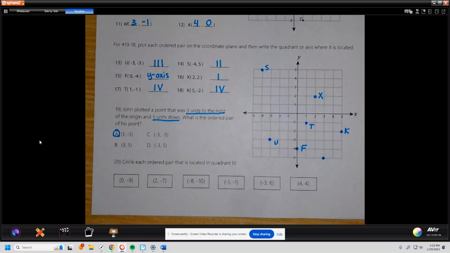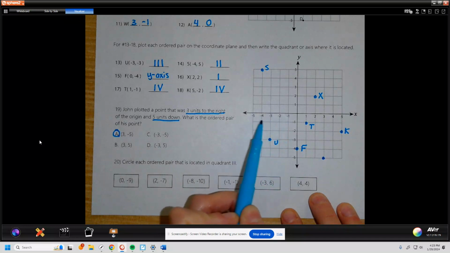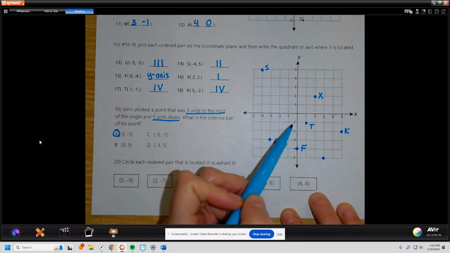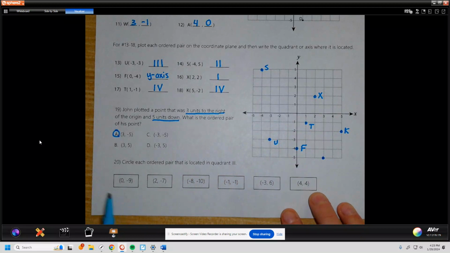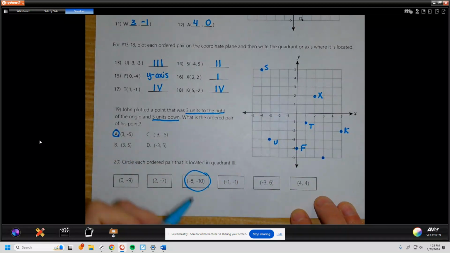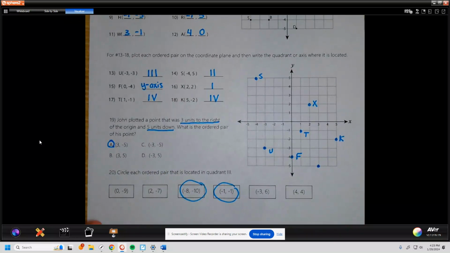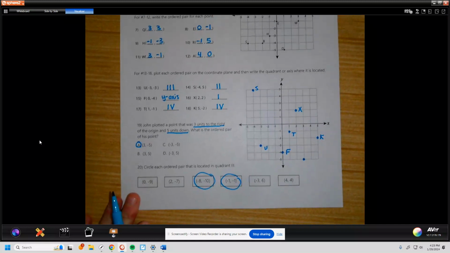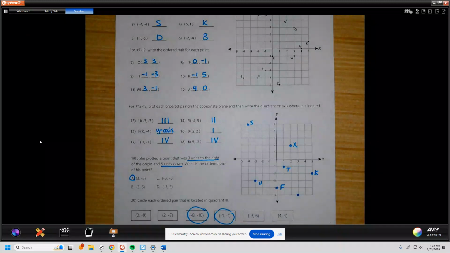All right, last one. Circle each ordered pair that is located in quadrant 3. Remember, quadrant 3 down here is surrounded by negatives. So all the x numbers are negative, all the y numbers are negative. So I know -8, -10 would be there, and -1, -1 would be there. All right, so keep that in your folder and flip to the warm-up page in your notebook.